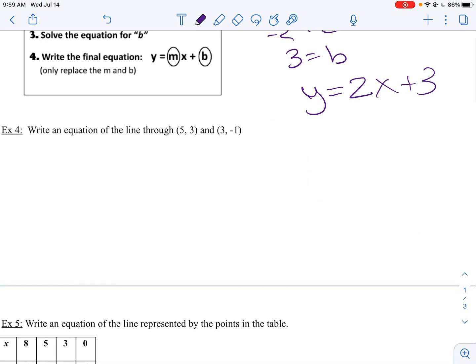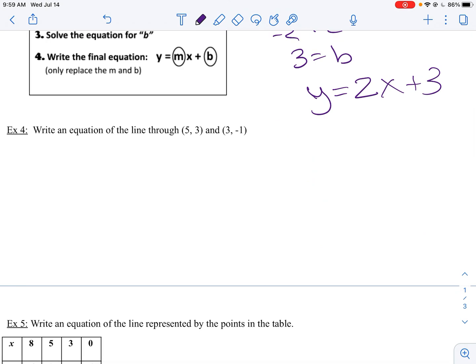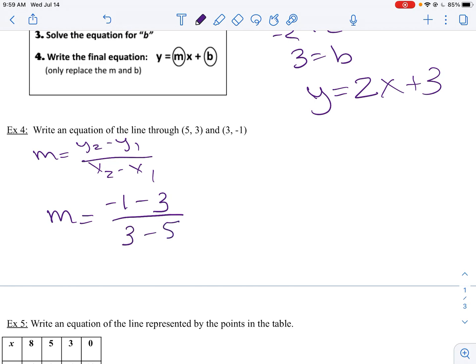Okay, let's try it again. Ooh, this one I don't have a slope. So the first thing I have to do is find my slope: y2 minus y1 over x2 minus x1. So my slope here is -1 minus 3 over, since I used -1 first, I have to use 3 first. So my slope is going to be -4 over -2, which comes out to 2.